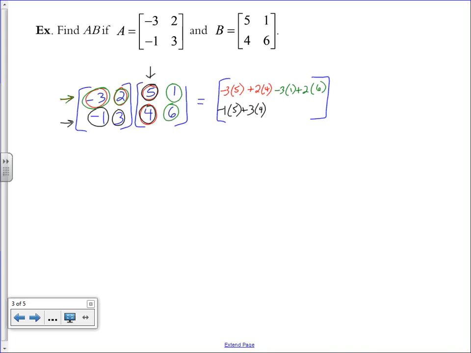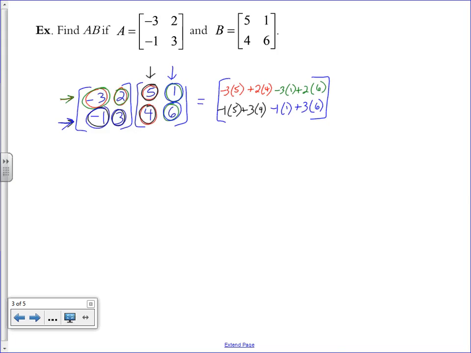And then there's only one more combination I have to do, and that's to repeat that second row, this time by the second column. So -1 times 1 plus +3 times 6.